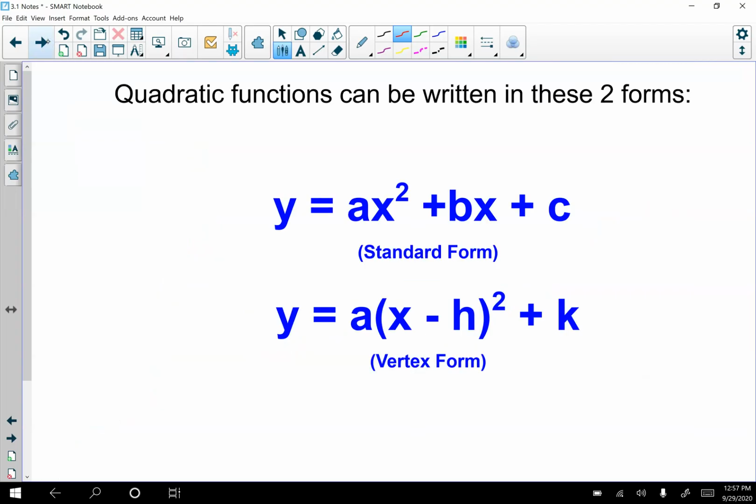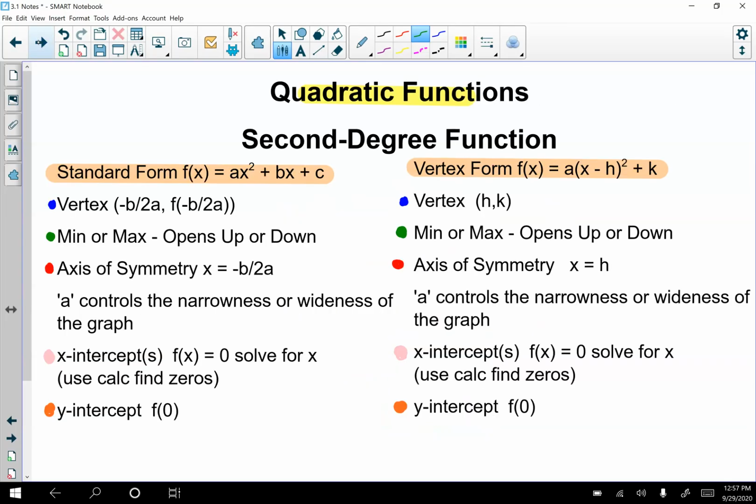Quadratic functions can be written in these two forms, and I'm sure you've seen both of these forms in Algebra 2. Standard form, where it's an x squared, then an x, then just a number, so it's in descending order. Another form is the vertex form, and the reason why it's called the vertex form is because the h and the k are the vertex. So you've seen that form also, and we're going to work with both forms. So quadratic functions: this is standard form and this is vertex form.